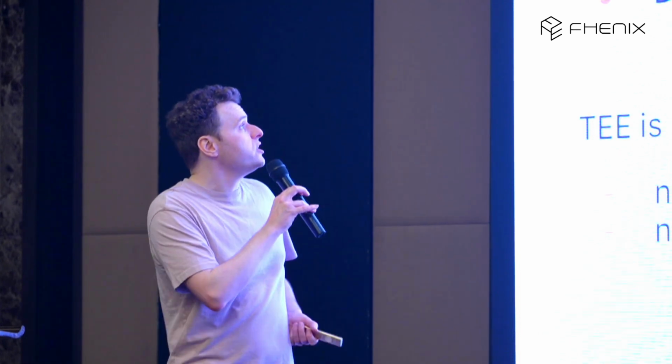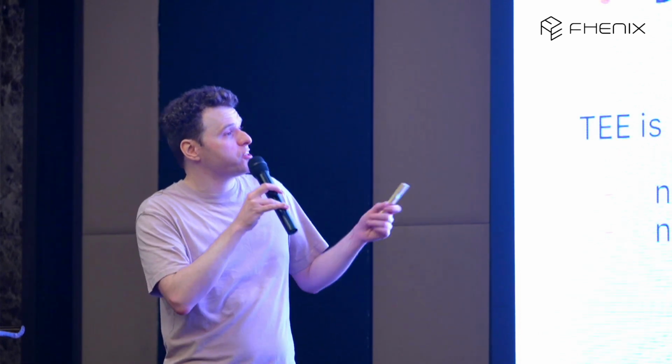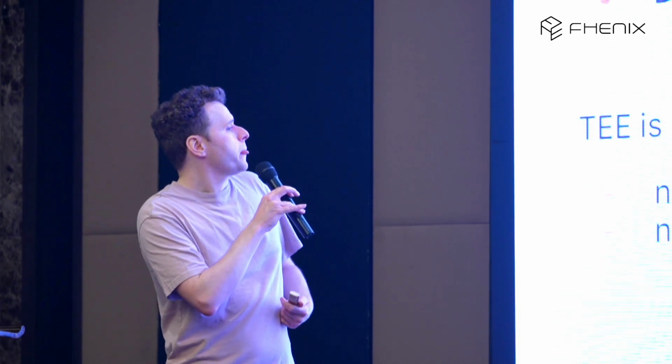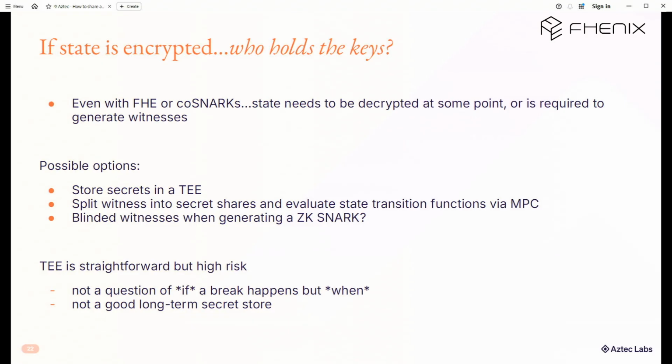You can split your witnesses into secret shares and evaluate the state transition functions via MPC. This is the best approach in my opinion, but it has problems as well, because one of the big issues with MPCs is that you can't tell if collusion has happened. Because what is the consequence of collusion? It's not that money gets stolen, it's that information gets leaked.